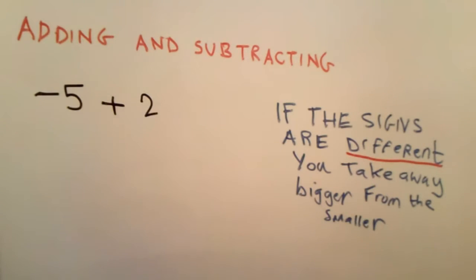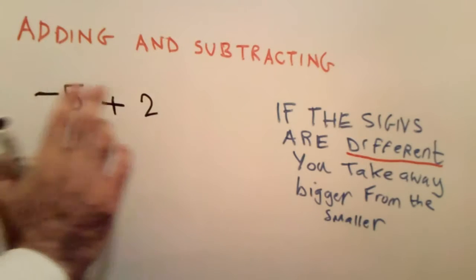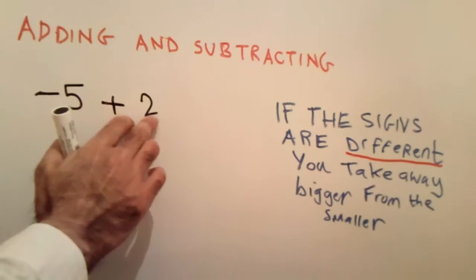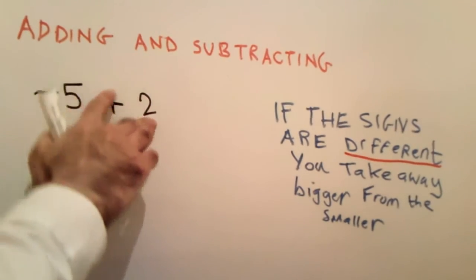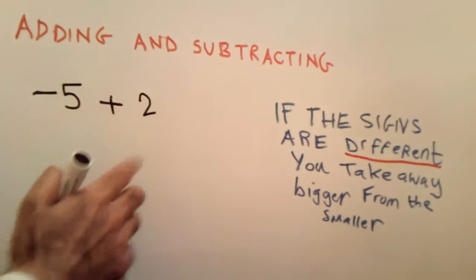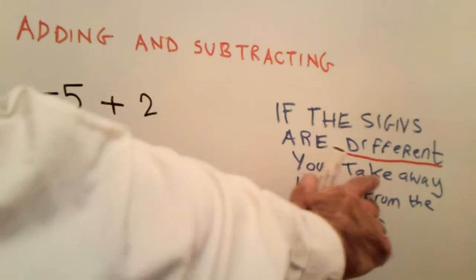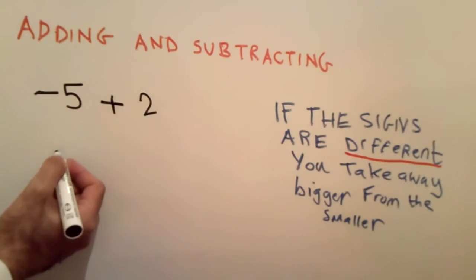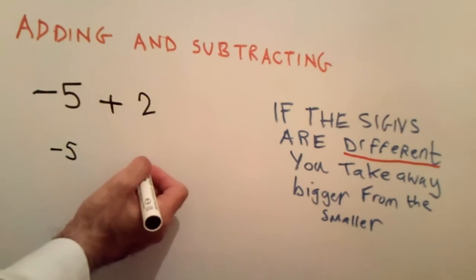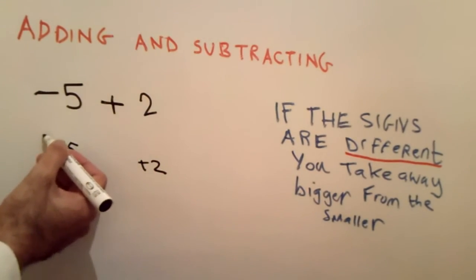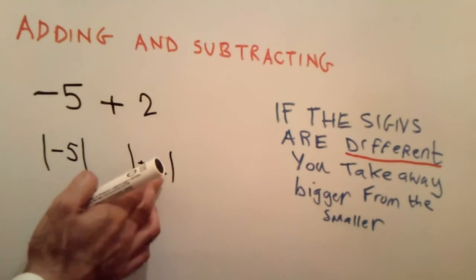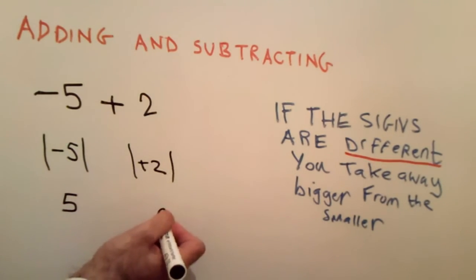Okay, let's have another example. Let's do negative 5 plus 2. We check the signs. That's a negative, and the sign of 2 we take as positive. So the signs are different. So we're going to take the absolute value of negative 5 and positive 2. The absolute value of negative 5 is going to be 5, and the absolute value of positive 2 is going to be 2.